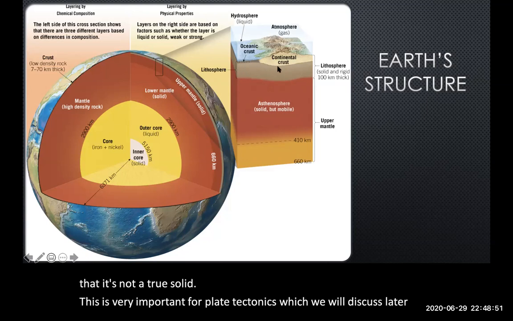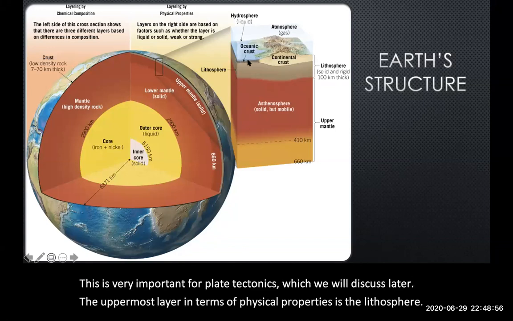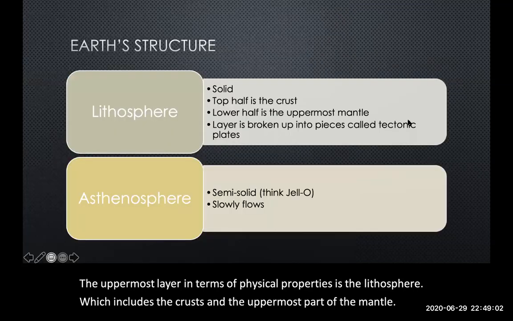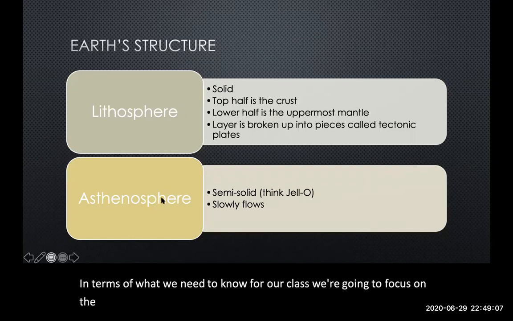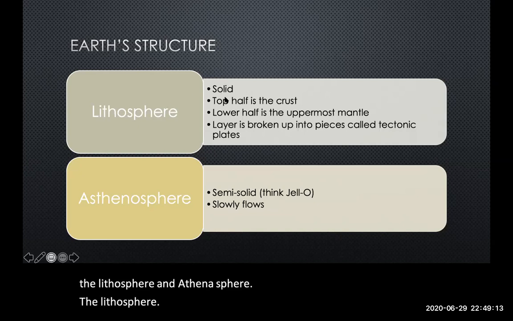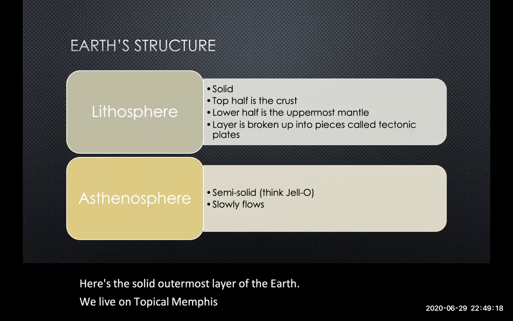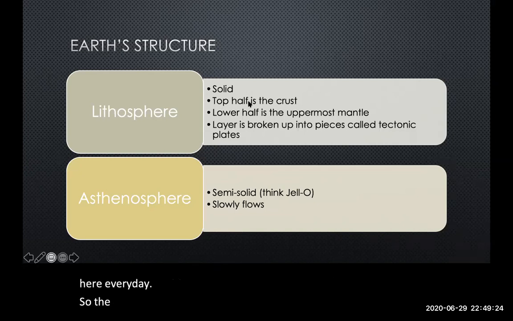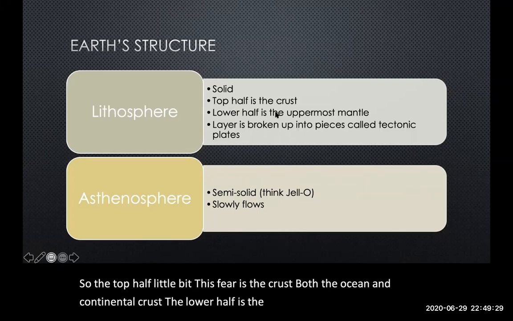The uppermost layer in terms of physical properties is the lithosphere, which includes the crust and the uppermost part of the mantle. In terms of what we need to know for our class, we're going to focus on the lithosphere and asthenosphere. The lithosphere is the solid outermost layer of the Earth. We live on top of the lithosphere. You guys are walking on top of the lithosphere every day. So the top half of the lithosphere is the crust, both the ocean and continental crust. The lower half is the uppermost mantle.